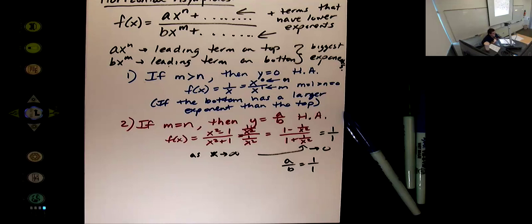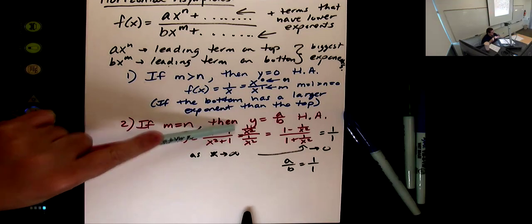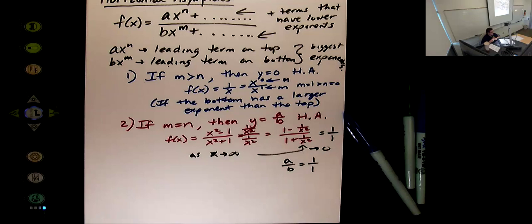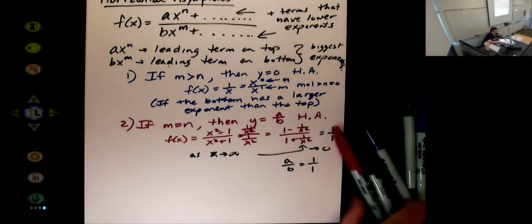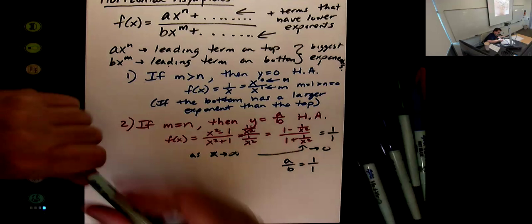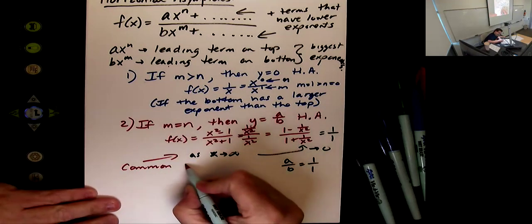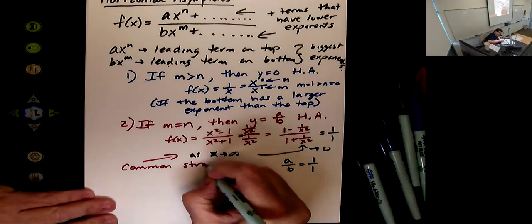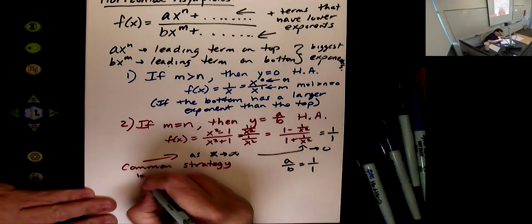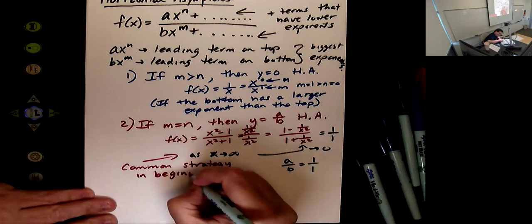In fact, in your first week or 2 of calculus, you will have rational functions in there, and this is a strategy you're going to take: multiplying by 1 over x to the highest exponent to see what happens. This is a common strategy in beginning calculus. So you'll see it again, not next semester, but the semester after.